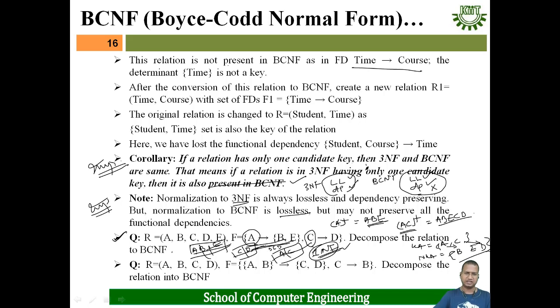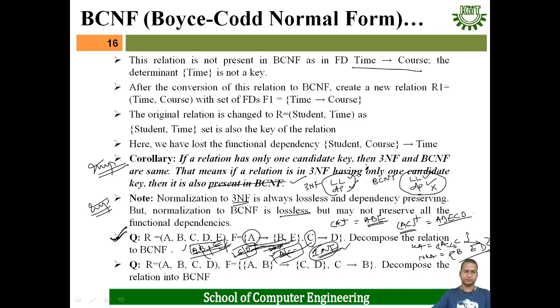Okay. Then here A will be the key, here C will be the key, and here both AC will be the key. And this is the BCNF decomposition. That means in one table A, B, E will be present, in another table C and D will be present, in another table A and C will be present. This is the BCNF decomposition of this relation. To convert this non-BCNF relation to BCNF, we have to decompose this table into three tables, three relations.